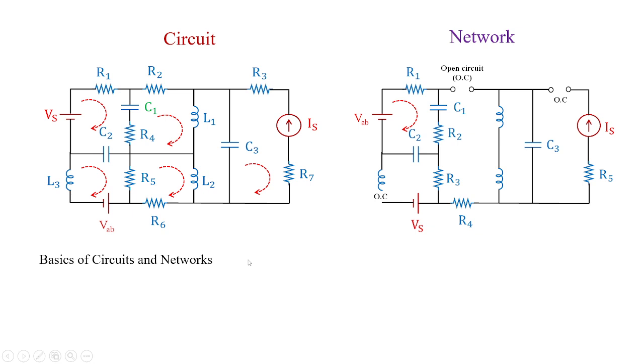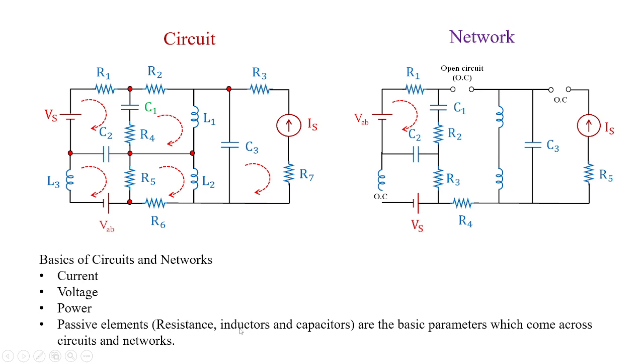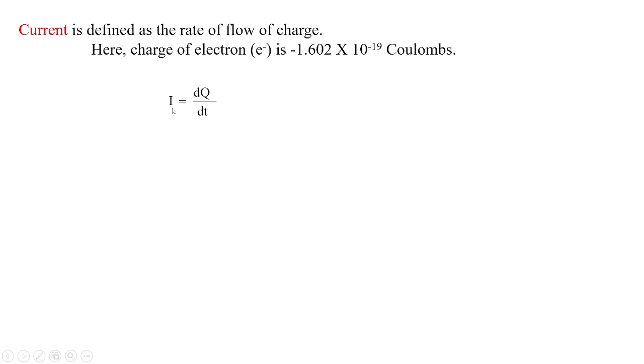And the basics of circuits and networks deals with the current, voltage, power, and the passive elements, that is resistors, inductors, and capacitors. When you look into the definition of current, it is defined as the rate of flow of charge, whereas the charge of an electron is minus 1.602 into 10 to the power of minus 19 coulombs. So if you take the definition of current in a mathematical way, I is equal to dq by dt, and in order to obtain the unit of current, the unit of charge is coulomb and unit of dt is second. So current units can be taken as coulombs per second or an ampere.